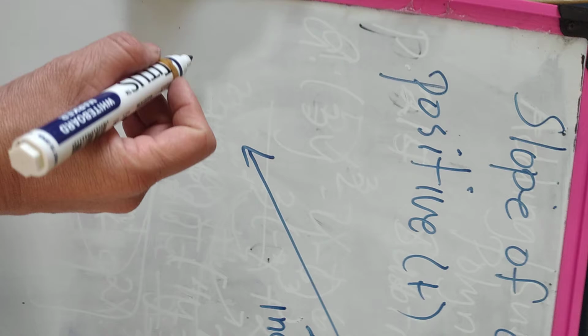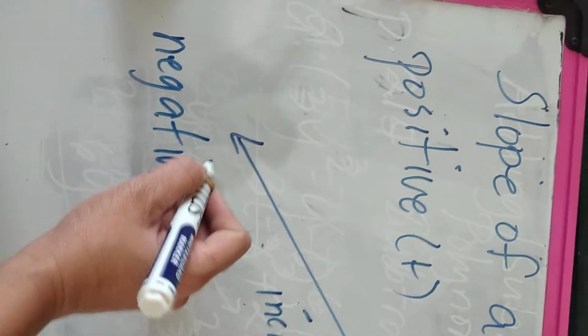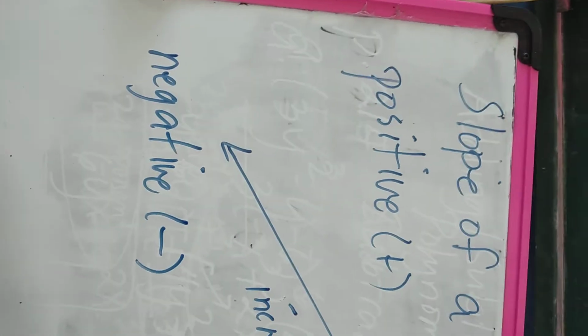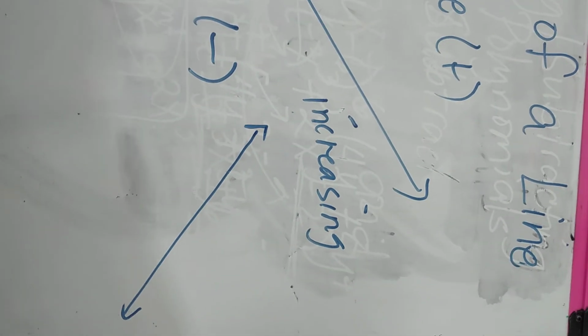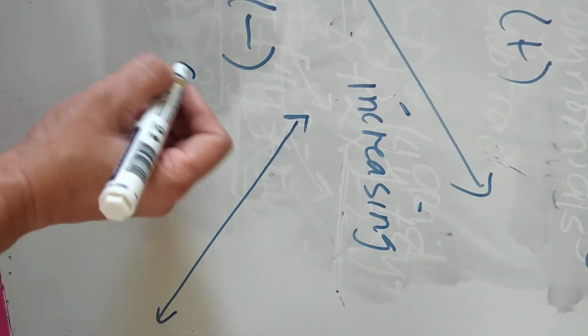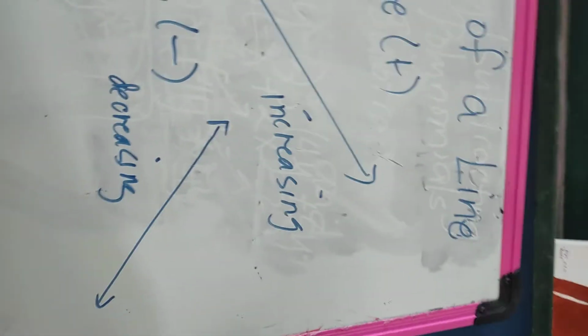If your slope is negative, can you recall what the direction of your line is? It's rising to the left. Rising to the left or falling to the right, but I would rather use the word rising to the left. And your line or equation is decreasing.